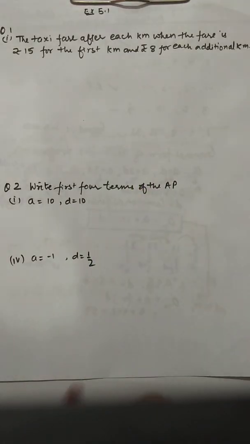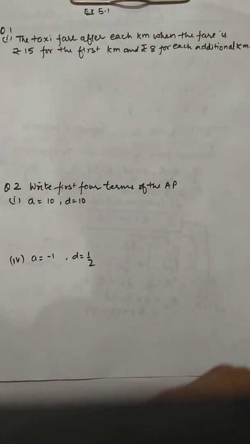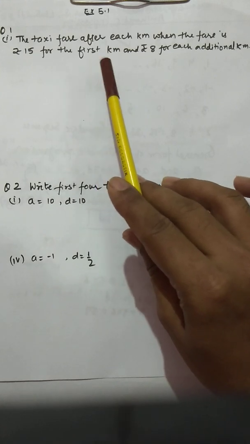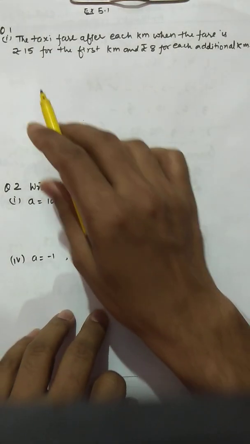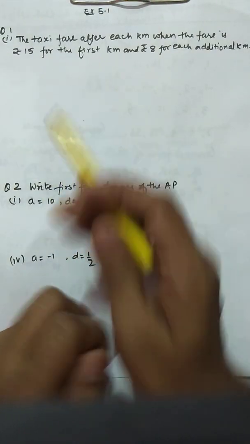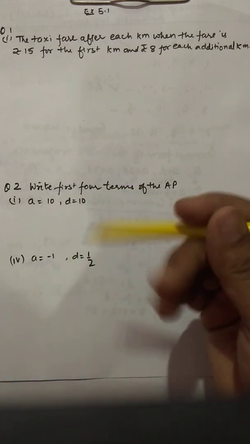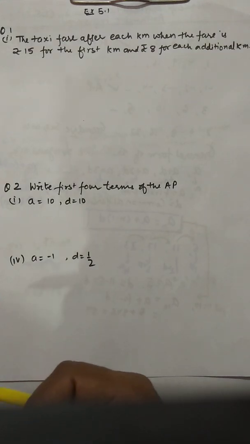Okay, now let's discuss some examples given in exercise 5.1. In this example you have to check whether this is an AP or not. Simple as that. The question is: the taxi fare after each kilometer, when the fare is rupees 15 for the first kilometer and rupees 8 for each additional kilometer. You make the sequence of fare and decide whether it is an AP or not.